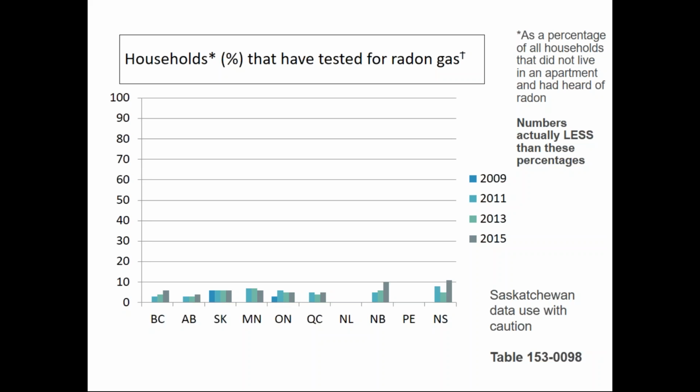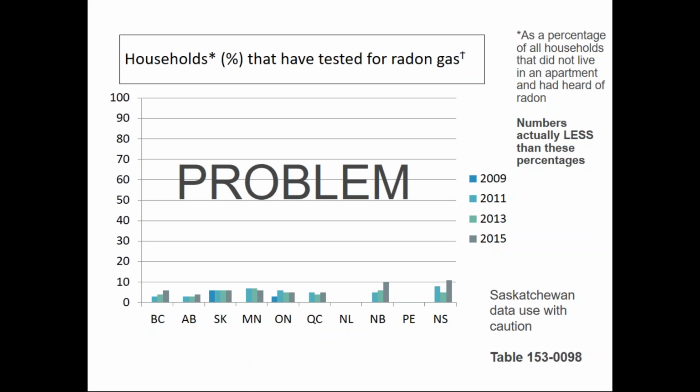And if you walk through the statistics, you'll realize that the people who answer the question, have you tested, is a subset of the people who actually knew about radon gas. So we're saying that only half of Canadians have heard of radon gas, and then of them, it's only about 5% that have tested. A little bit more in Nova Scotia, maybe about 10%, but that's still 10% of that half. So that's really a very, very small proportion of Canadians have actually tested.